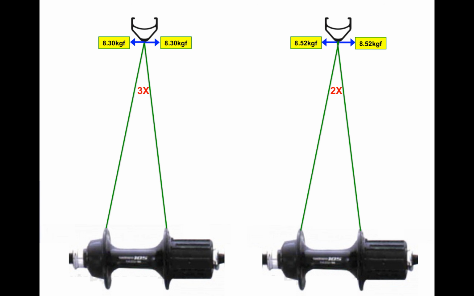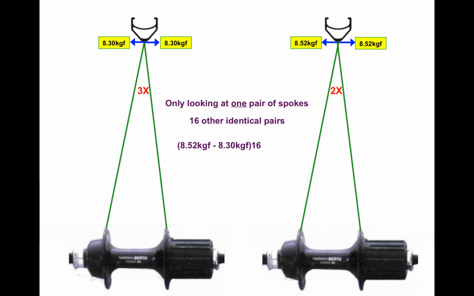Now let's remember that we're only looking at one pair of spokes. There are 16 other identical pairs. And so if we compare the difference in the tension and we multiply it by 16, suddenly we get 3.5 kilograms of force, which is nearly 8 pounds. So the additional lateral stability of the rim that we get from a 2-cross compared to a 3-cross, everything else being equal, suddenly becomes significant.